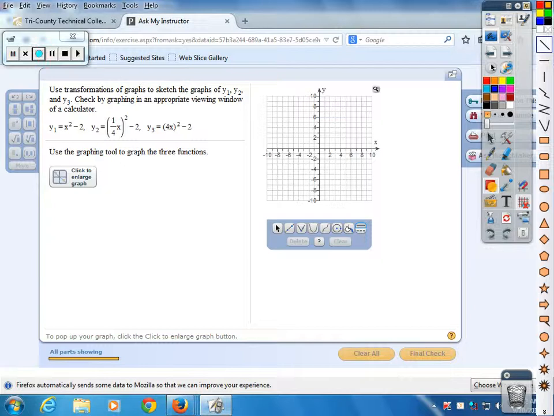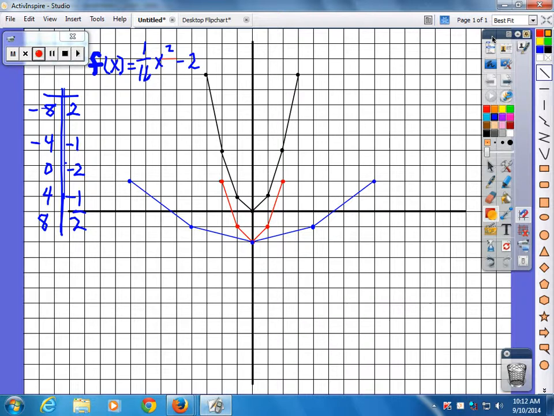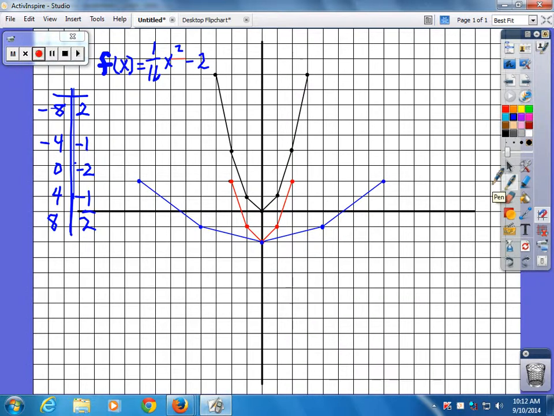What is this really? (16x² - 2). So I'm going to do this one in orange. You can do it in whatever color you got left.